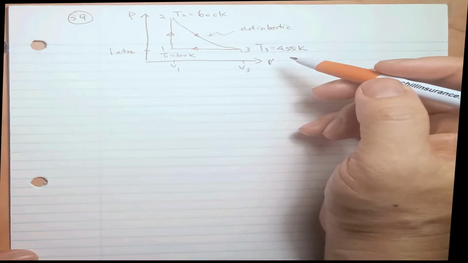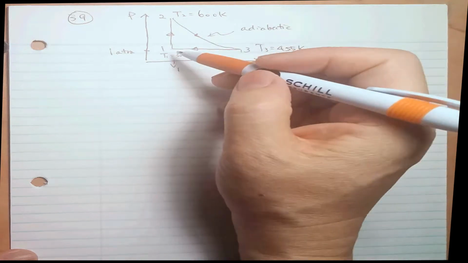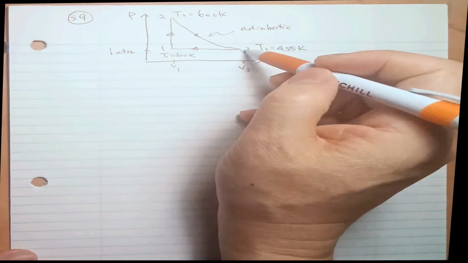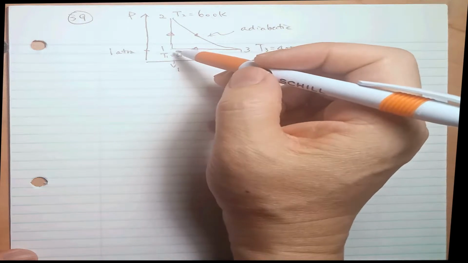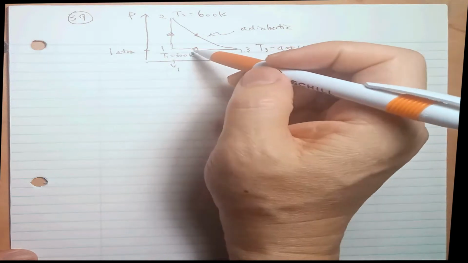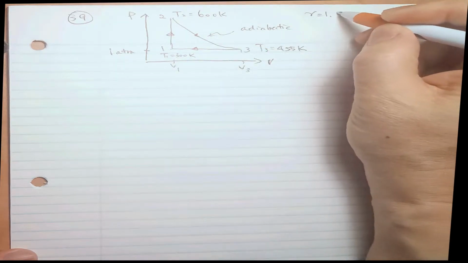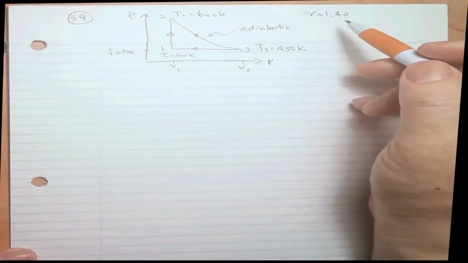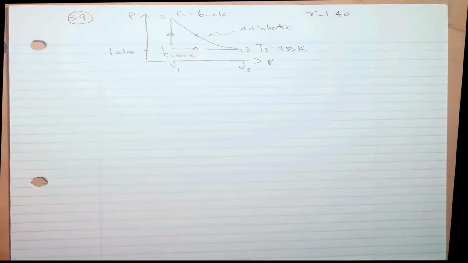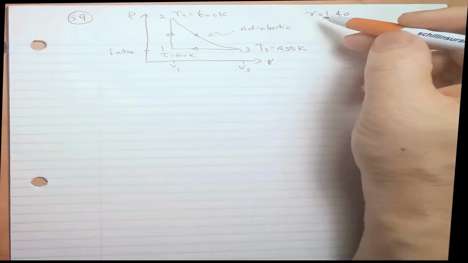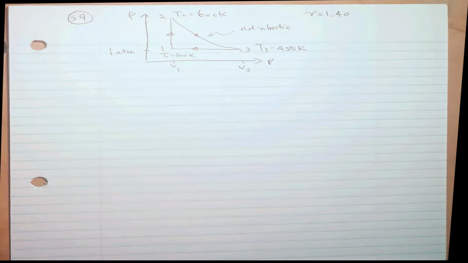Okay, so this one, of course, is isochoric, then adiabatic. From 3 to 1 is isobaric, and the isobaric is a constant pressure of 1 atmosphere. The gamma for diatomic is given as 1.40. Even if they didn't give you that, you should know that when they say diatomic ideal gas, right away in your mind you should come up with gamma being 1.40.